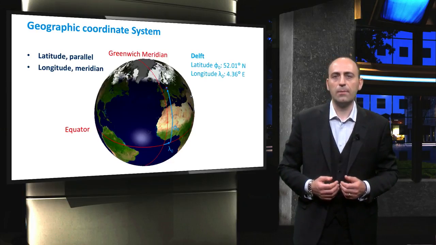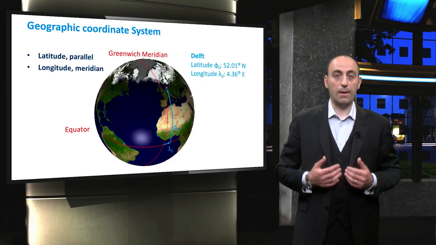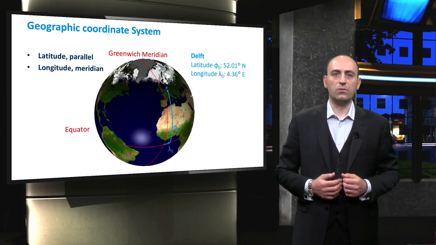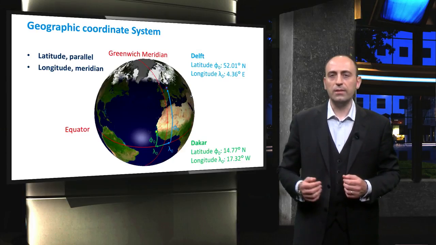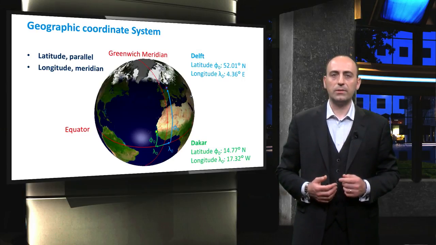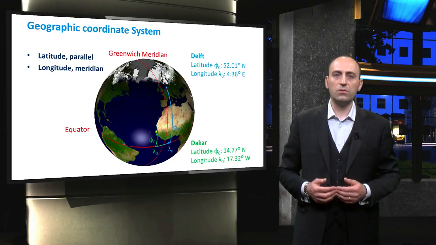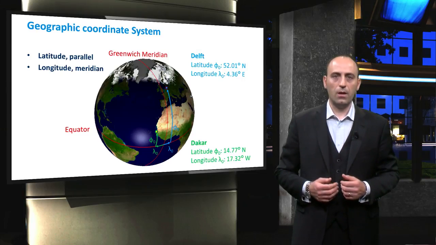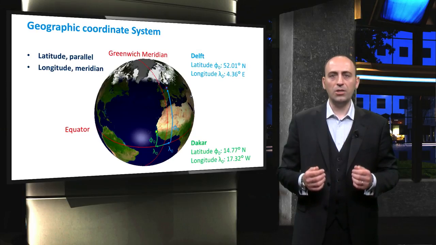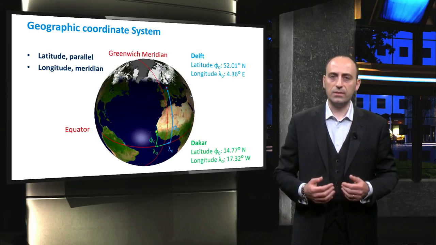Here is shown the example of Delft, where I am now, and which is located in the northern hemisphere to the east of the Greenwich meridian. This other city is Dakar, and it is also in the northern hemisphere, but, unlike Delft, it is located to the west of the prime meridian. Now that we have seen the coordinates of the Earth, it will be much easier to understand the celestial coordinates.